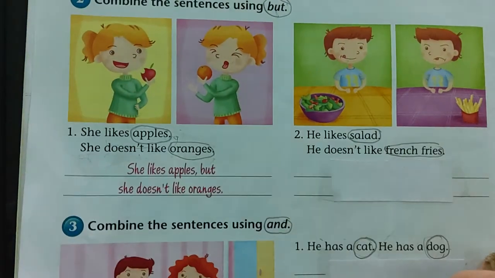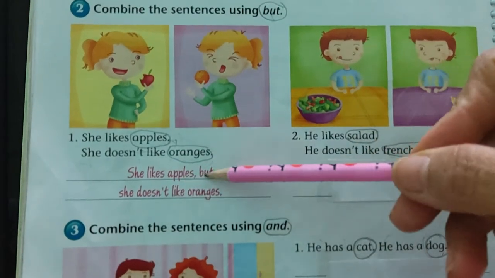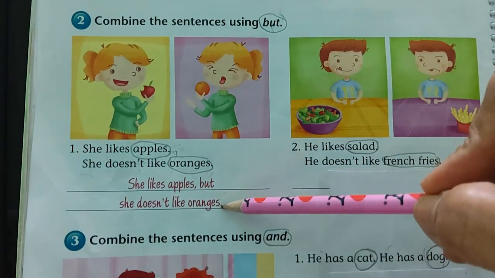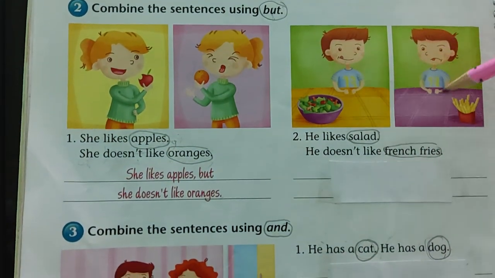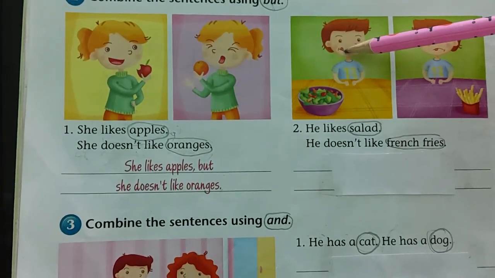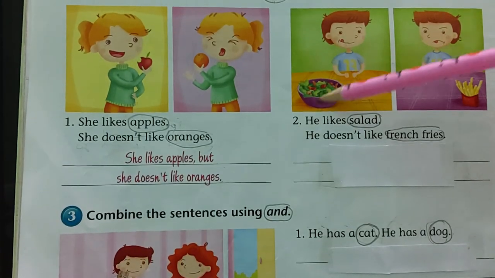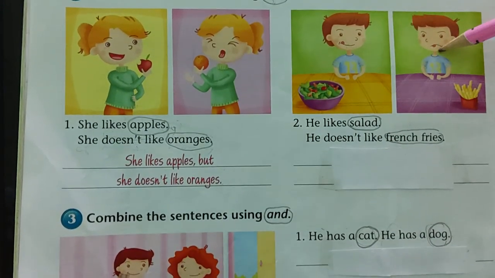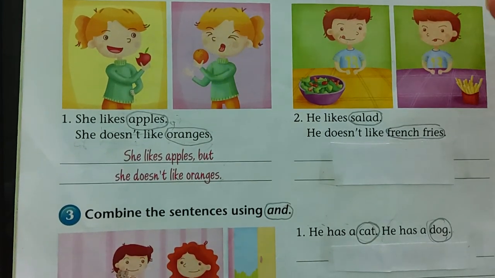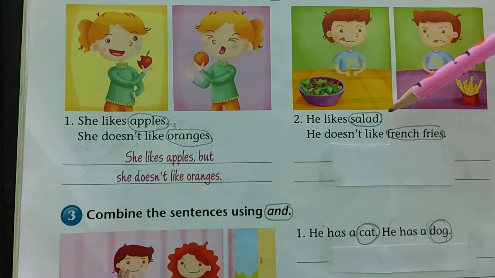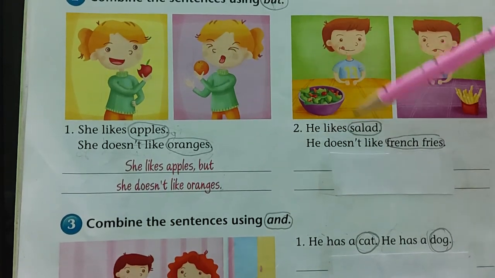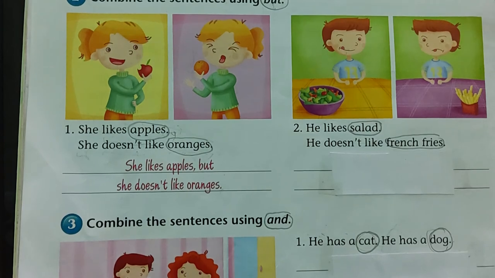There we have the answer. She likes apples, but we're using but for contrast. She doesn't like oranges. Now the second exercise, the second picture. It's a boy. Look at his tongue. He likes salad because this is a salad. How about French fries? No, he doesn't like French fries. So we are going to use the connector but to make a contrast. Because this sentence isn't positive, like is a positive verb, and doesn't like is a negative verb.